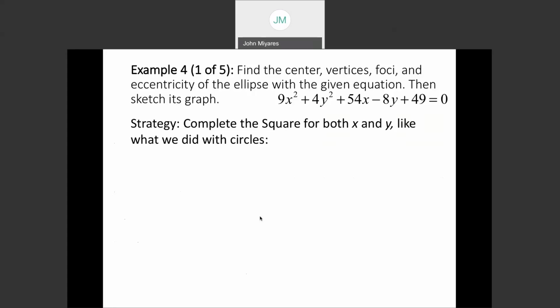Finally, once you've factored the expression, you'll want to divide both sides by whatever constant is left over on the right-hand side in order to get it to all equal 1. Then you can simplify the results. I'm going to pause here for a bit to let you get your chance to work through this one on your own.